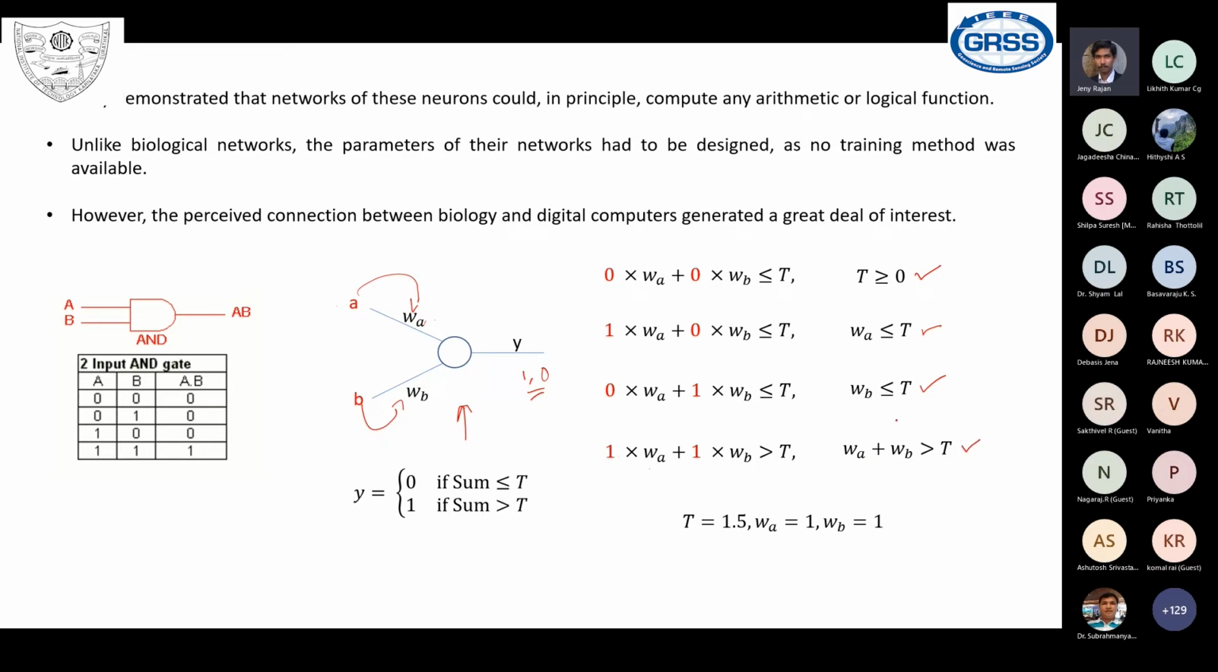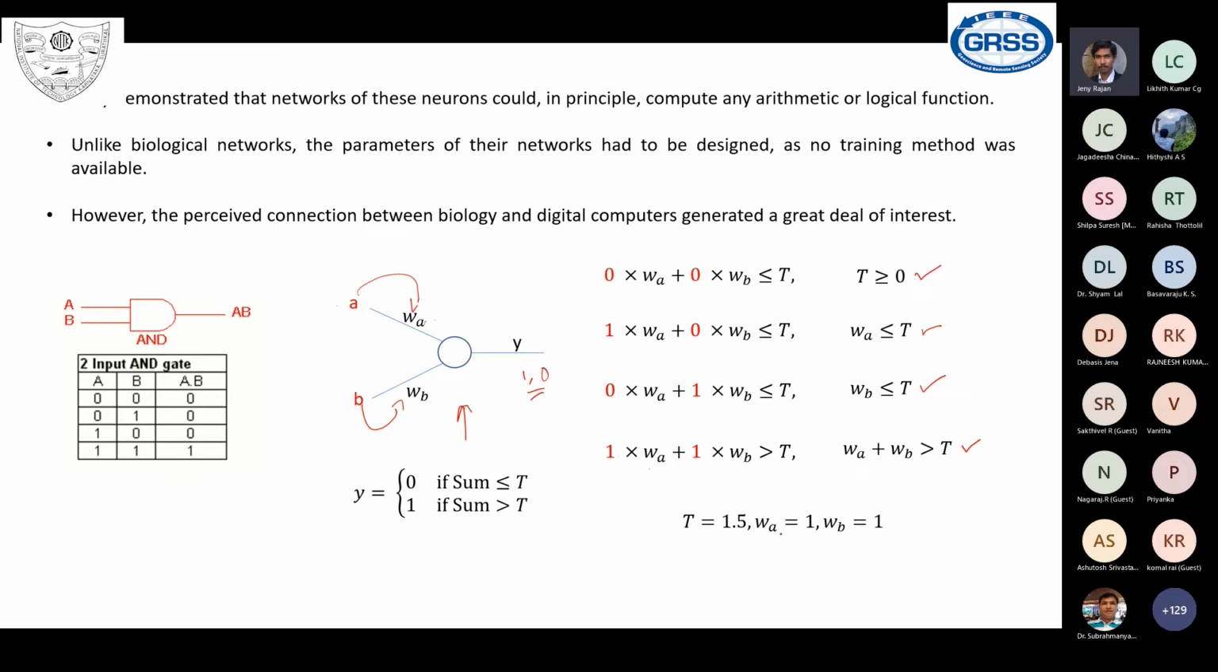Now we have a system of equations here. We have 4 equations. You can solve these 4 equations to find the values of WA, WB, and T. Of course, here we have many solutions, but you can take any solution that satisfies these 4 equations. So now I am going to set the value of WA as 1 and WB as 1.